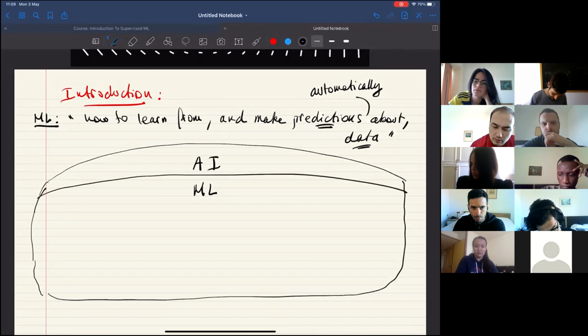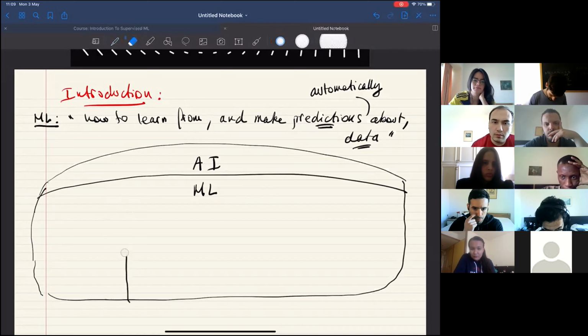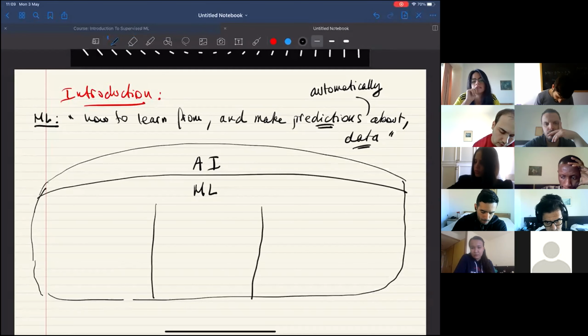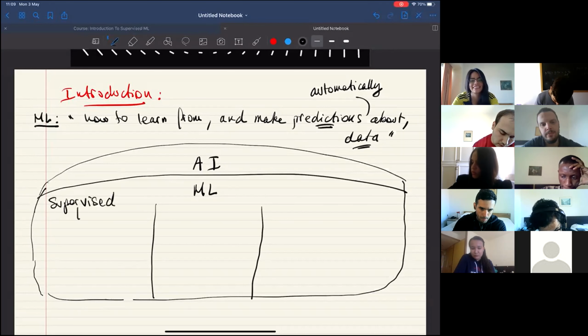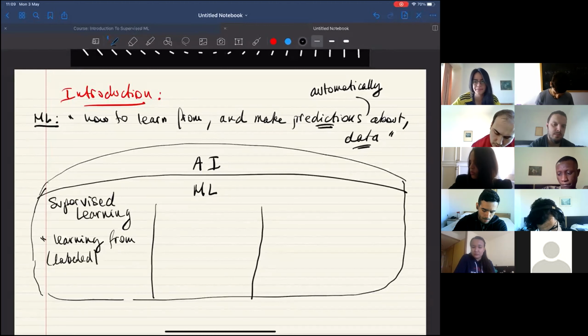So machine learning is a subpart, and there are essentially three huge boxes in machine learning. The three boxes are supervised learning, which is what the course is about. And what is supervised learning? Essentially, it means learning from labeled examples, and we will see what that means.